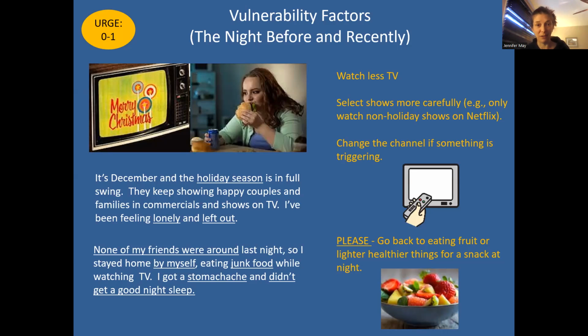Another thing is the PLEASE skill from DBT, which has to do with taking care of physical illness, balancing eating, avoiding mood-altering drugs, balancing sleep and exercising. That's what the PLEASE stands for. So maybe she could use PLEASE by going back to eating fruit or something healthier or lighter at night. This way it could help her get a good night's sleep and balance her sleep.